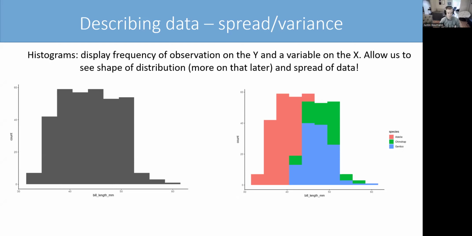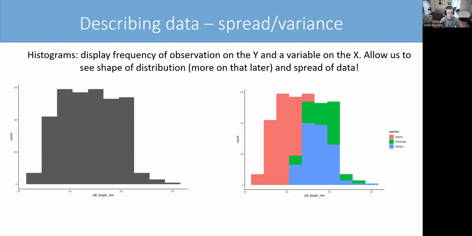The histogram on the left displays, well, let's define histograms first. Histograms show us the frequency of an observation on the Y, or the count, the number of times that observation occurs, and a variable on the X. The variable must be numerical. And we can see the shape of the distribution. We can also see the spread. So we can get a general idea of what shape our distribution has. Is it normal? Is it something else? And we can also see the spread of our data. How wide is our error?